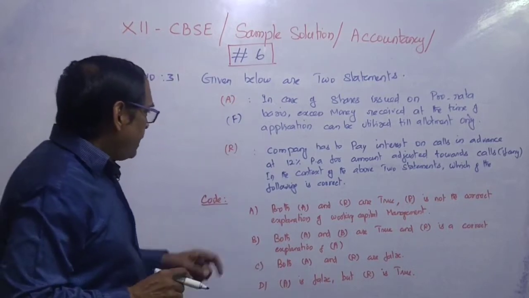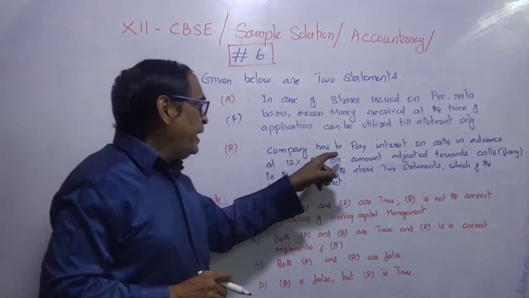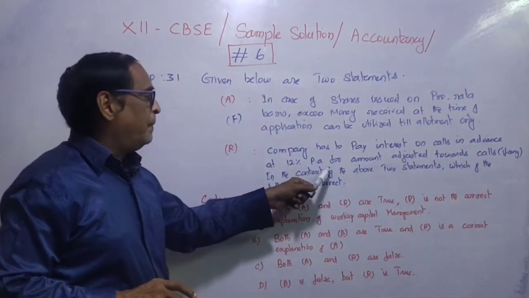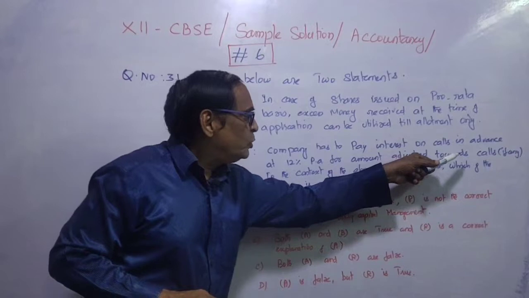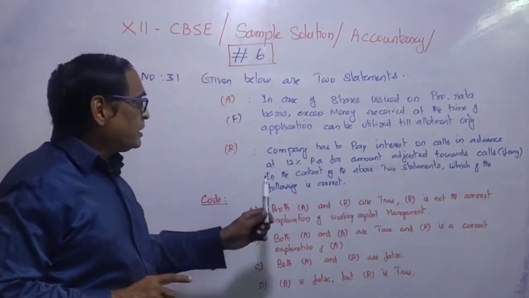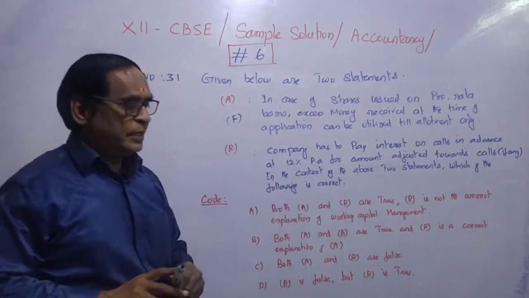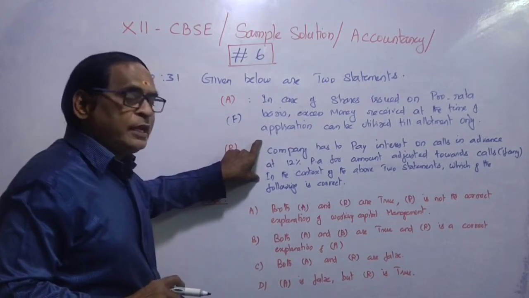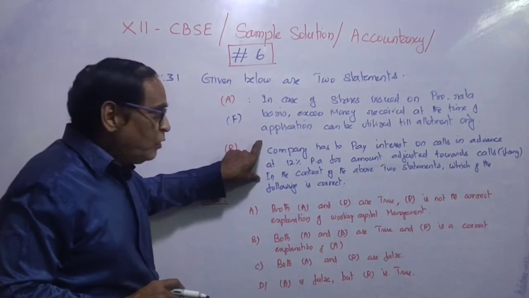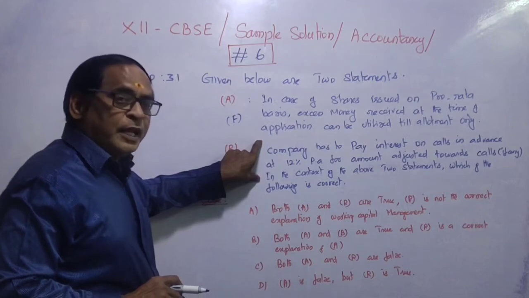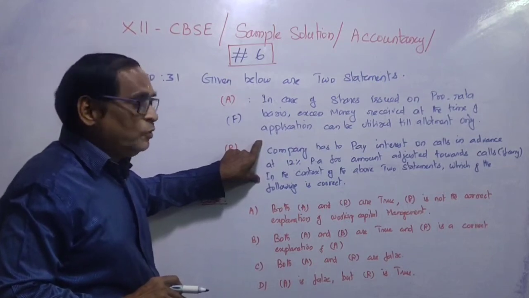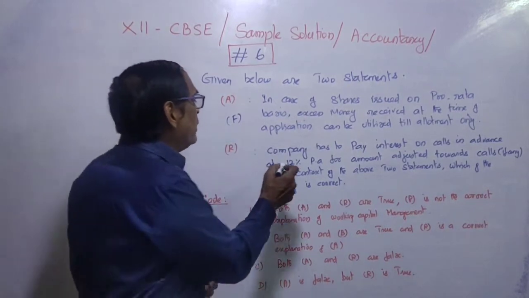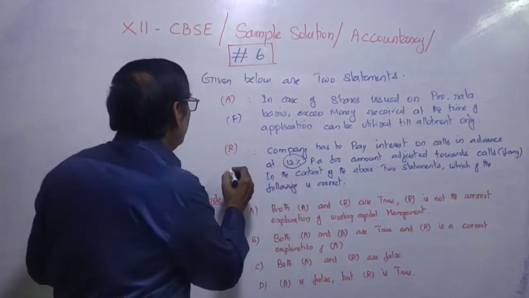And the next one is R, the reason. The company has to pay interest on calls in advance at 12% per annum for the amount adjusted towards calls. In the context of the above 2 statements, which of the following is correct? Okay, so this is also correct. For example, if at the time of the first call we receive the second call money in advance, we have to pay 12% interest. It is according to law. So it is true.